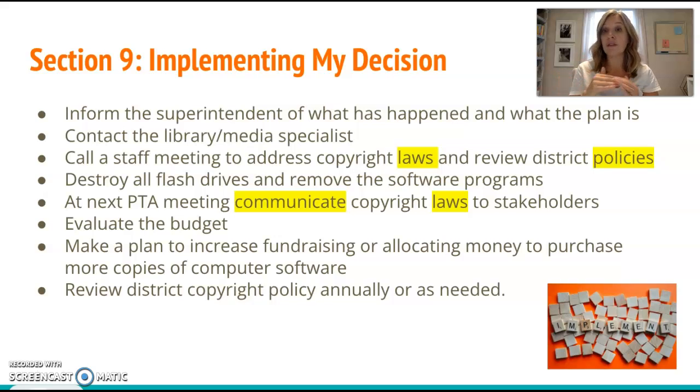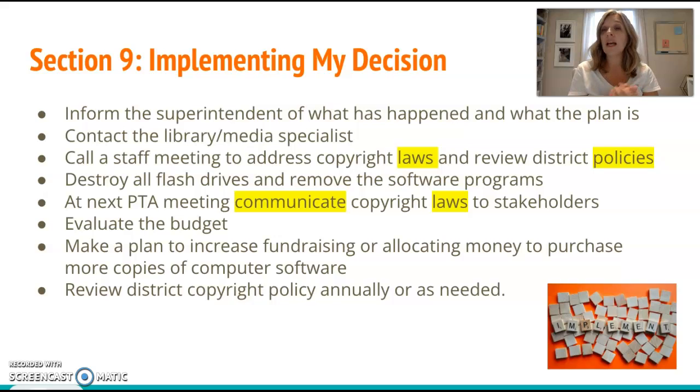After that, and once everybody is on the same page and we understand why those programs cannot be on the classroom computers any longer, I would then destroy all of the flash drives and remove the software programs off of all of the classroom computers. They can be maintained in the computer lab only, but they would not be able to be on individual classroom computers any longer.